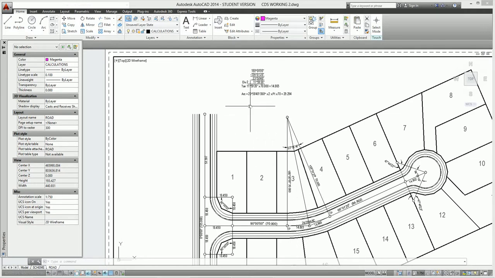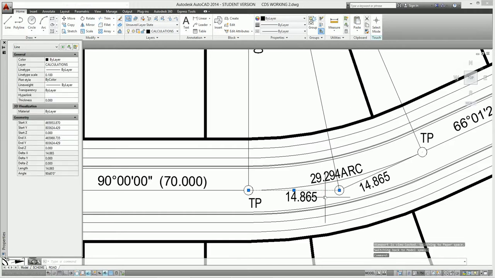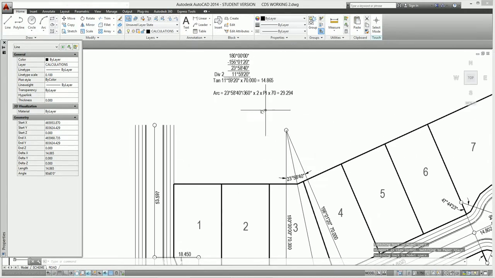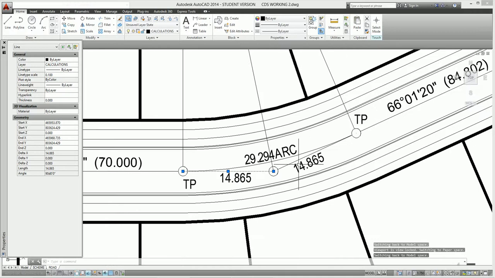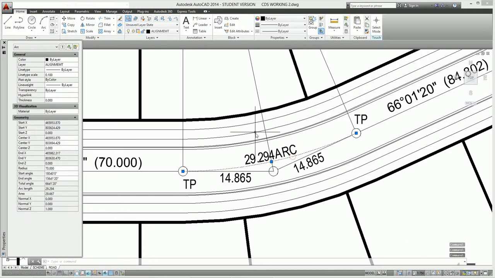We can also work out the length of the arc, but let's first go into properties and do a quick check, and there we are, 14.865. So that's checking out pretty good. Then we've got our arc length, which we can also calculate here: 23, 58, 40 divided by 360 gives us the fraction of the circle that the arc is, and then we multiply that by the circumference of the circle, 2 times pi times r, which gives us 29.294, so that should be our arc length. We can go and check it out, selecting just the one item, and 29.294 it is, which is all very good.